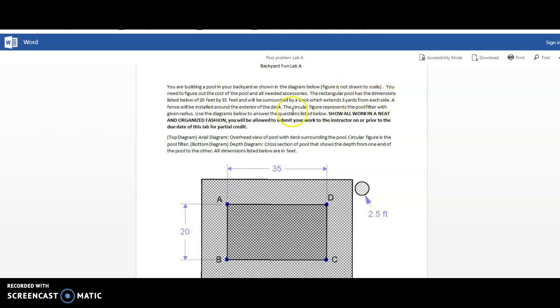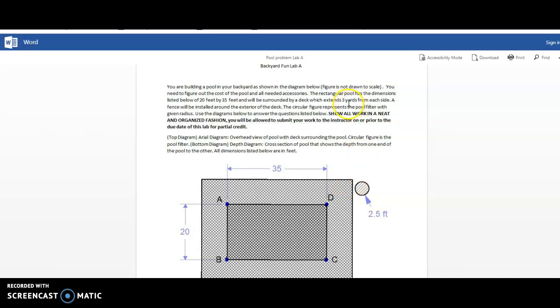The pool has a dimension of 20 feet by 35 feet and will be surrounded by a deck which extends 3 yards from each side. So as you see in the diagram, the inside little rectangle represents the pool. The outer rectangle is going to represent your deck. So you see the dimensions of the pool given. You have to decide how you are going to figure out the dimensions of the deck.